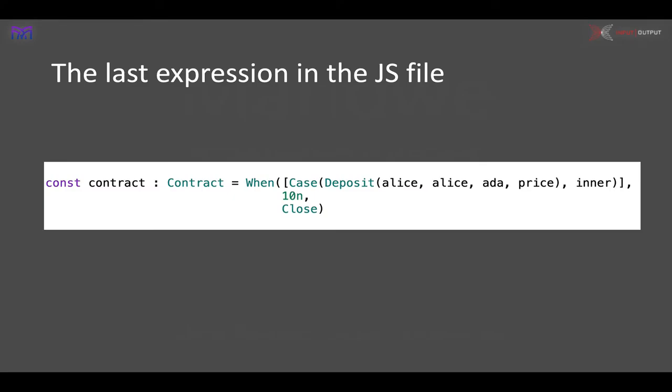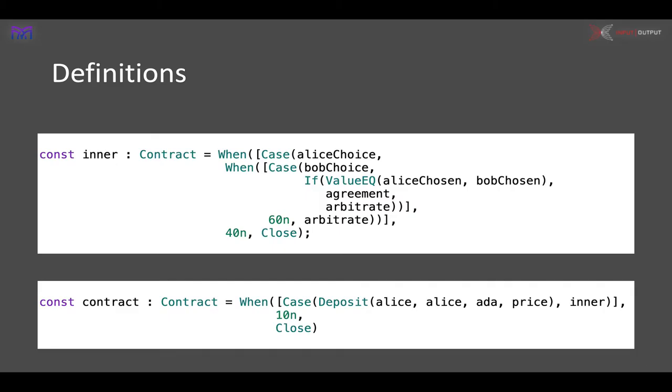And what comes before that can be all the definitions that we make that are used in here. So for example, we can see that above it is this definition of inner, which is the inner contract. Once Alice has made the deposit, what does the contract do? Well, it waits for a choice from Alice and then waits for a choice from Bob. And if they've chosen the same thing, if the thing Alice has chosen and the thing Bob has chosen are the same, then we use the agreement contract. Otherwise, we use the arbitrate contract. And if Alice makes a choice and Bob doesn't, then by time 60 we have to arbitrate. And if Alice hasn't made a choice at all, by time 40 we just close down.